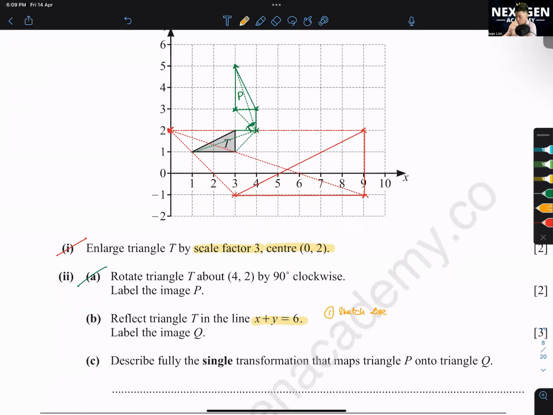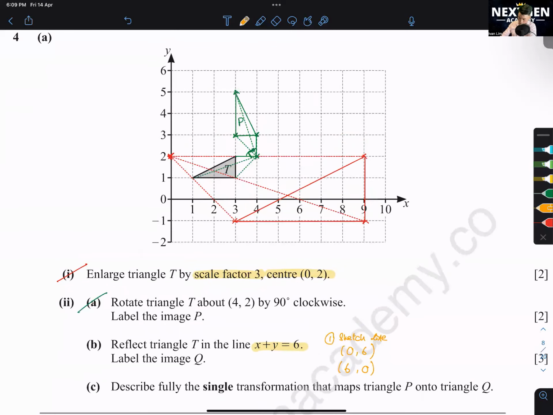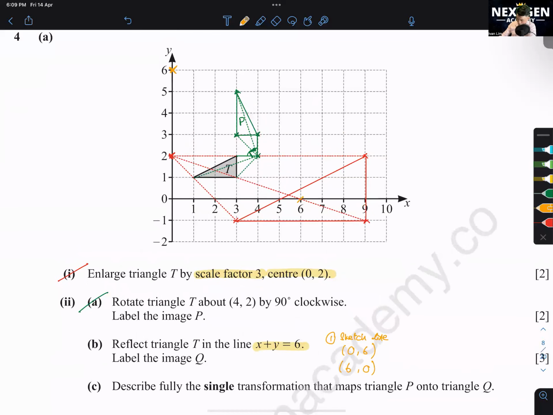So when x equals 0, y will be equal to 6. When y is equal to 0, x will be equal to 6. So actually it passes through this point, and here it passes through like this. So this is my x plus y equals 6 line. We want to reflect what? T, right? So this one over here.